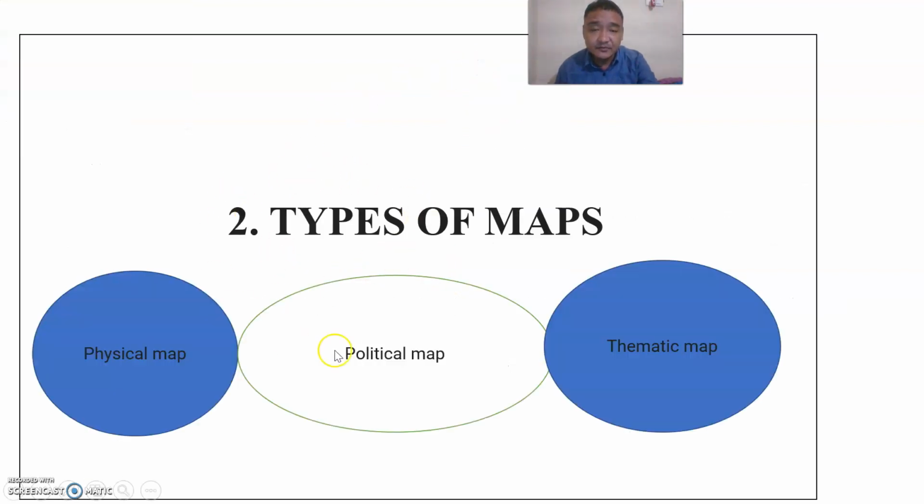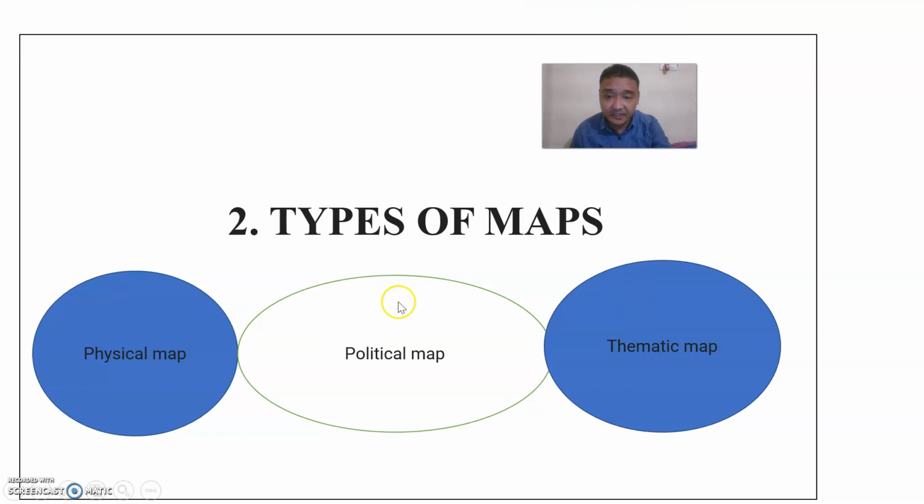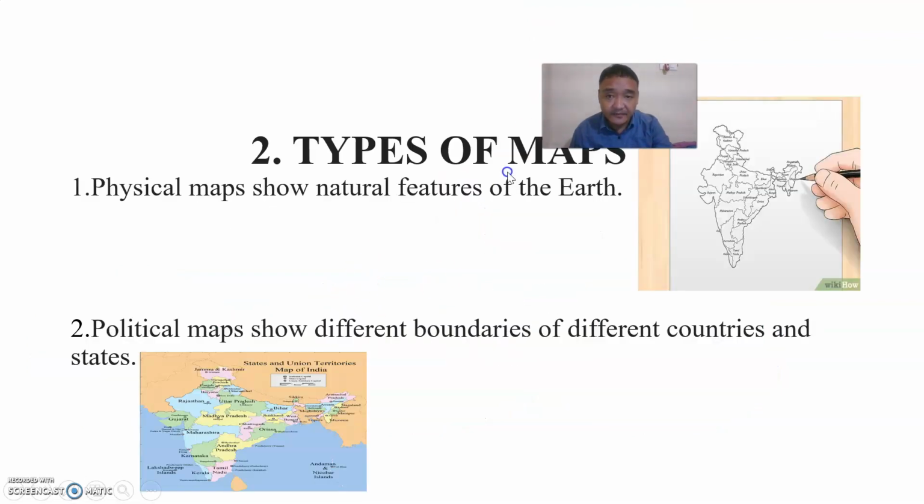Okay, the types of map: the physical map, the political map, and the thematic map. Thematic maps give specific information. Okay, these are the types of map.